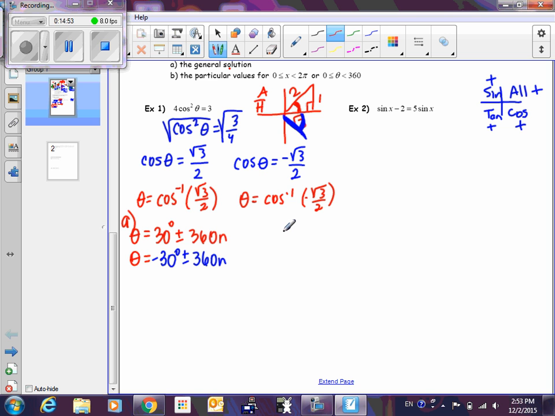Now let's find the other 2. We don't have to reinvent the wheel. It's still cosine. It's still root 3 over 2, but this time I'm looking in the negative. Okay, so which two quadrants is cosine negative? Right here and right here. So what we need to do is figure out what is the angle that's a 30-degree reference angle in quadrant 2. So basically, what is 180 minus 30? 150.